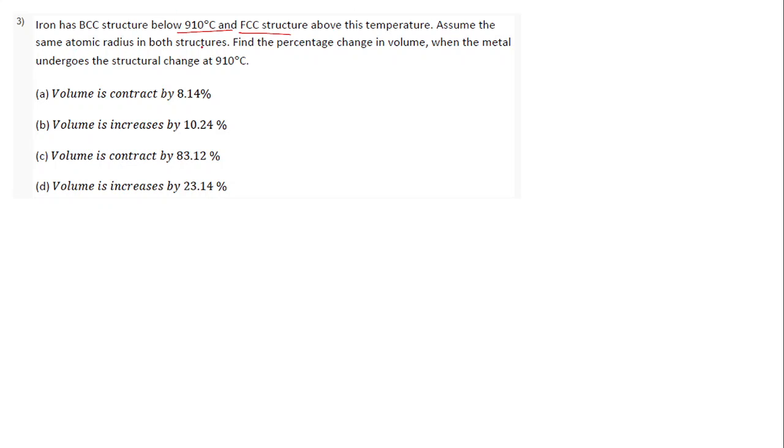Assume same atomic radius in both structures, that in both BCC and FCC the atomic radius is the same. Find the percentage change in volume when the metal undergoes structural change. We have to find out when the crystal was in BCC, what was its volume, and when it changed to FCC, what was its volume, and then we will find out the change in the volume before and after. That change we need to tell if it reduced or increased, and by how much.